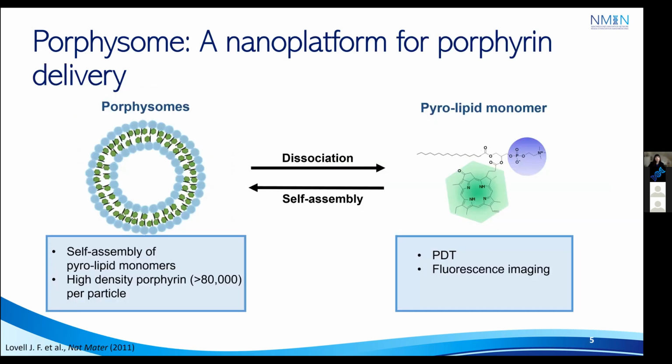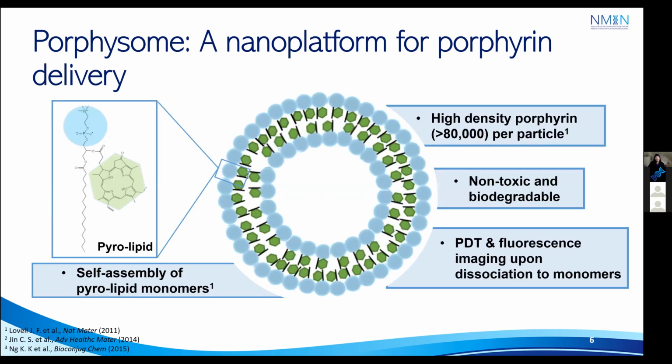Now, our lab has designed porphysomes, which are self-assembled liposome-like structures composed of pyrolipid monomers containing a high density of porphyrin in the structure. And it's also non-toxic and can be used for PDT and fluorescence imaging when the particles are unquenched and dissociate into their monomeric pyrolipid components.